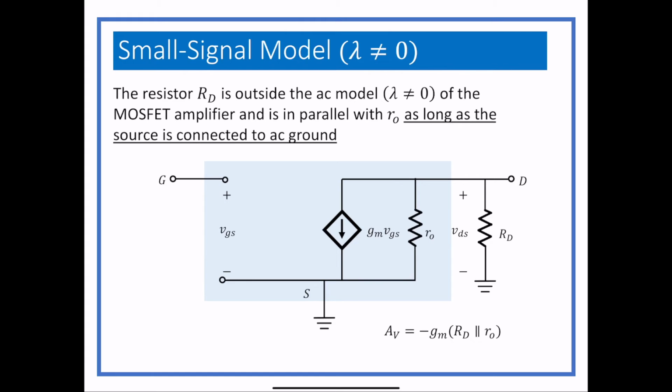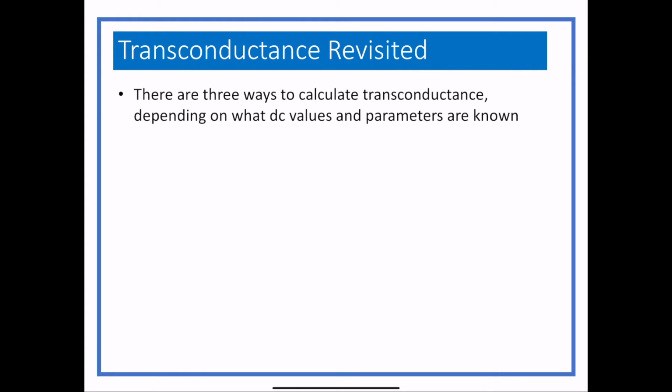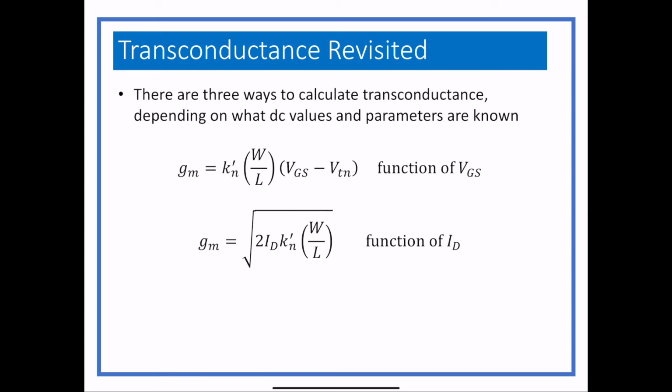So I said earlier that there were 3 ways to find transconductance, and this is actually very useful. And I'm not going to go through mathematically and tell you how we get to all of them. You can figure it out. It's really pretty easy. It depends on what DC values and parameters you know. So if you happen to know Kn prime W over L and VGS, you can find it that way, and you have to have the threshold voltage. So that was the original one that we used. But we can also factor in the ID equation, and if you happen to know ID instead, you can calculate it this way, and you will get the same value.